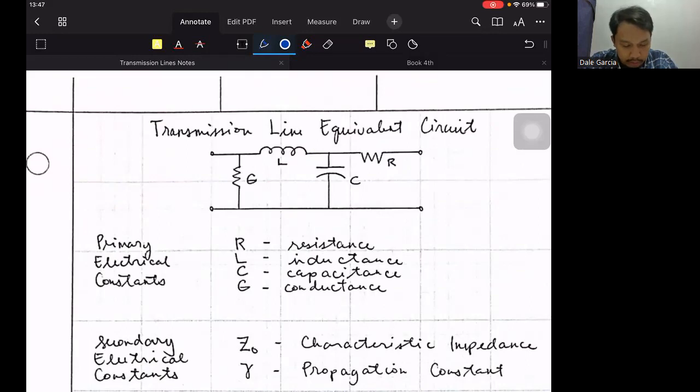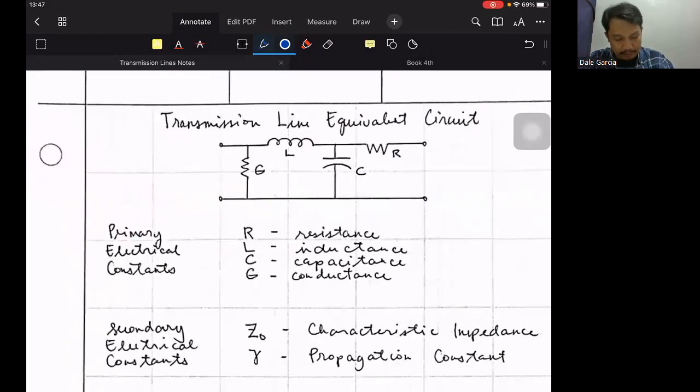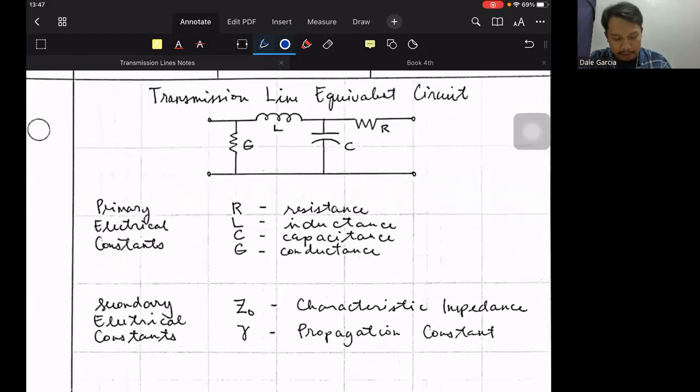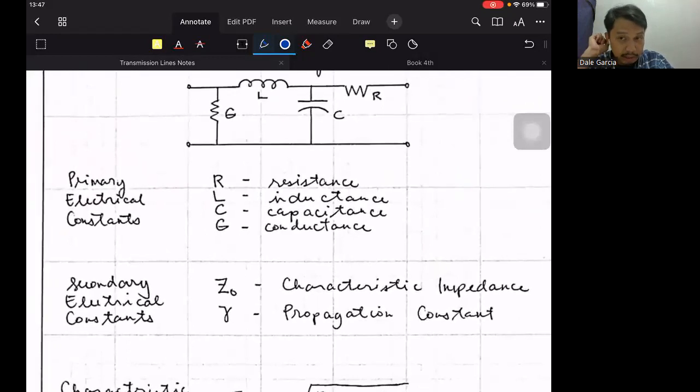higher frequencies. So these parameters, R, L, C, and G, are what we call primary electrical constants, and they are primary not only because they will be used for further calculations, meaning other parameters that we can measure or calculate can be derived based on these constants. But also because these are the primary parameters that are very important. And also because we have what we call secondary electrical constants, which are derived directly from the primary ones.